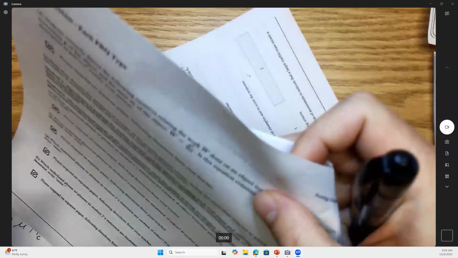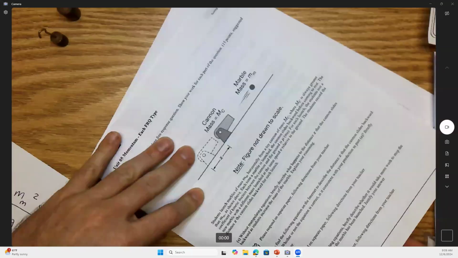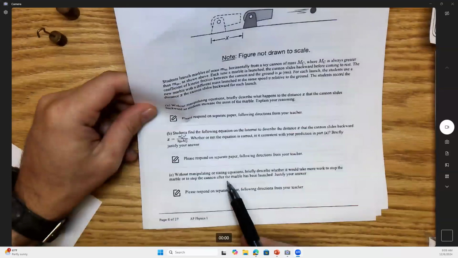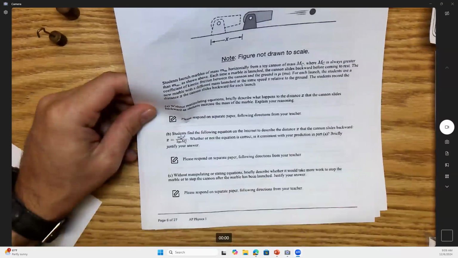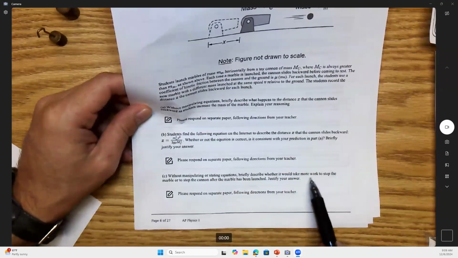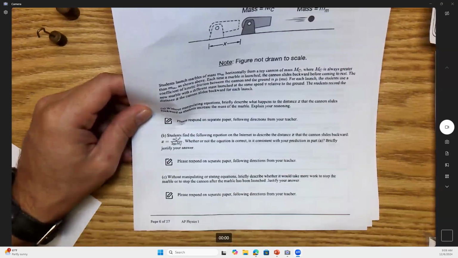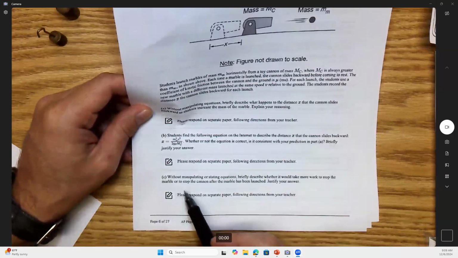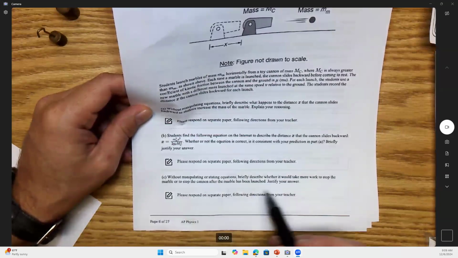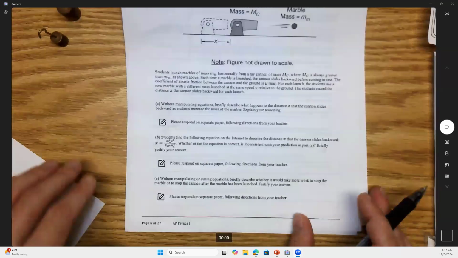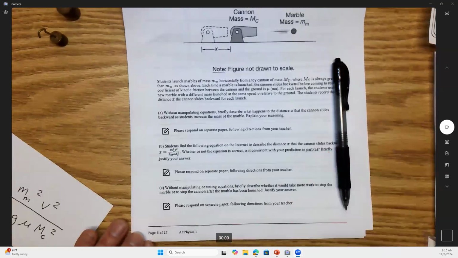All right. Oh, hold on. Are we on part C? Oh, yeah, part C. Without manipulating or stating equations, briefly describe whether it would take more work. Guys, what's the unit for work? Force times distance, and the unit is written in joules. To stop the marble or stop the cannon after the marble has been launched. Justify your answer. Is it more work to stop the cannon or more work to stop the marble?